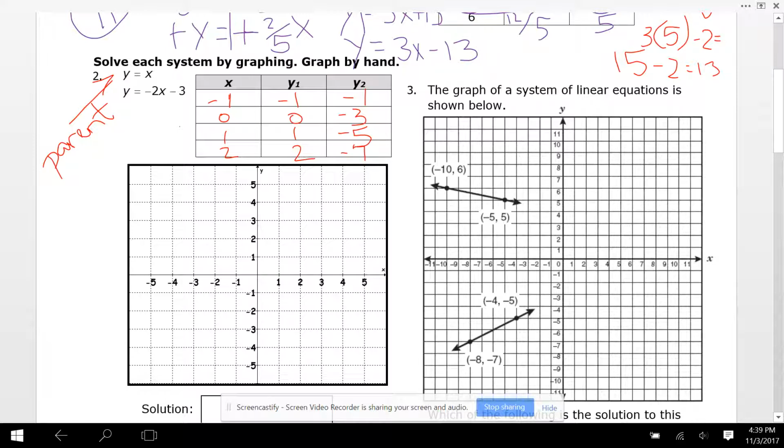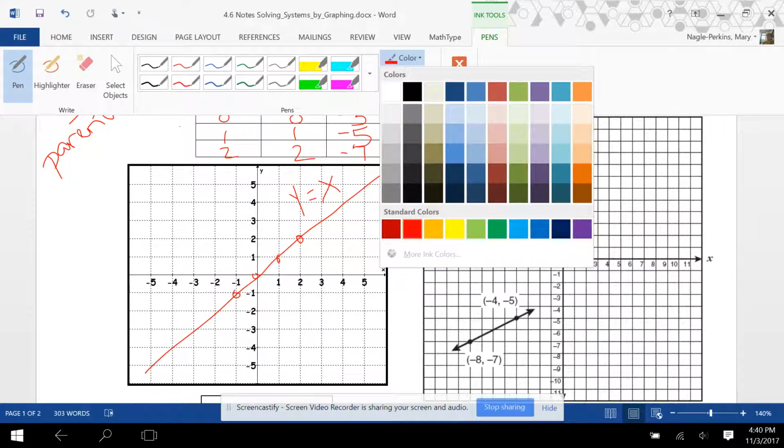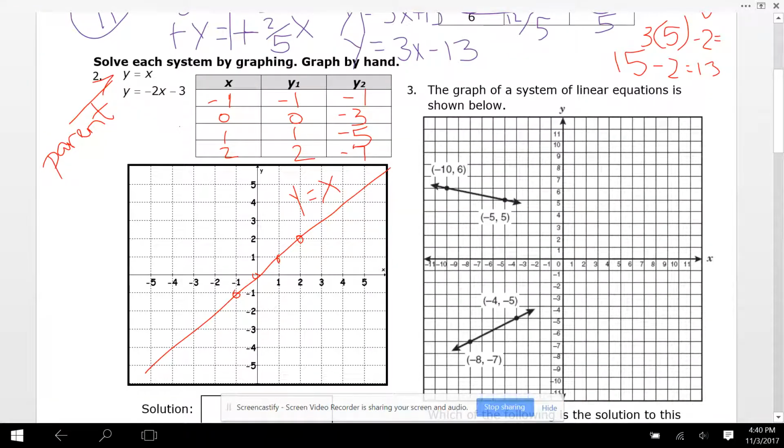So let's go ahead and I'm going to try to put the points on here. So I have 0, 0, -1, -1, 1, 1, 2, 2. So here is my parent function, y equals x. And if I'm really good, I'll use a different color for the next one. So I'll do y2 in green. Okay, so I have -1, -1, and I have 0, -3, and I have 1, -5.